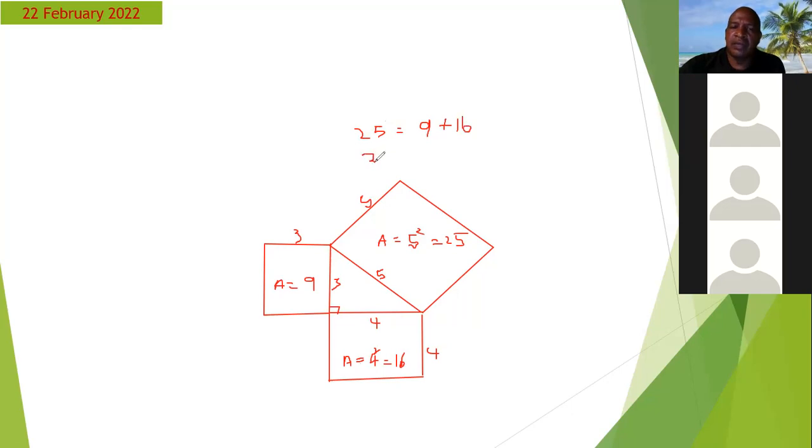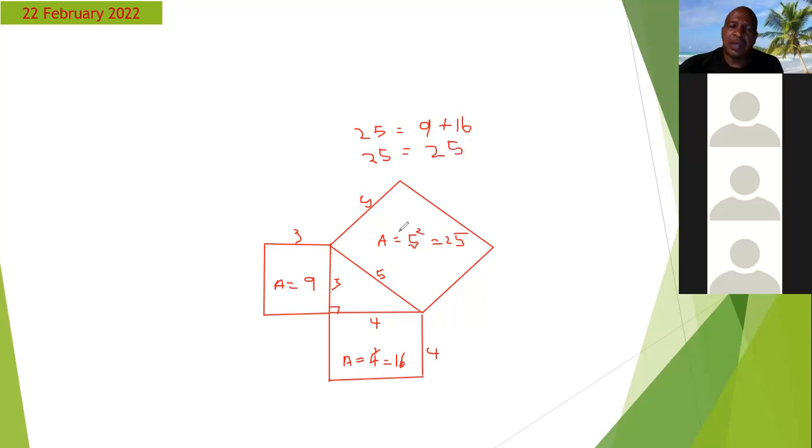And so I understand it now. His conclusion is that the square of the hypotenuse is always equal to the sum of the squares of the other two sides. So that's the idea behind it.